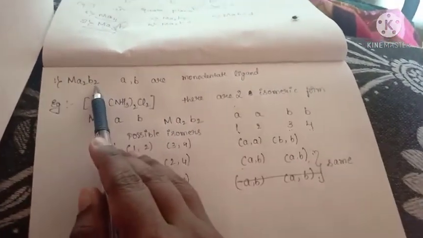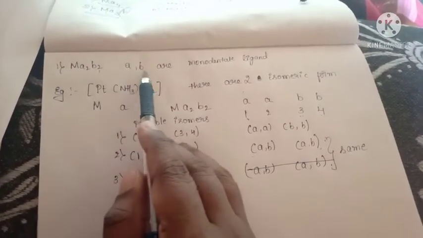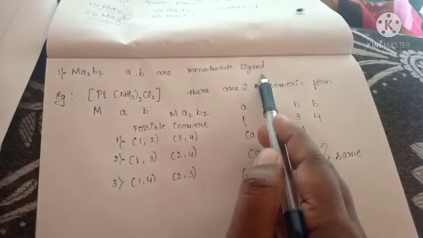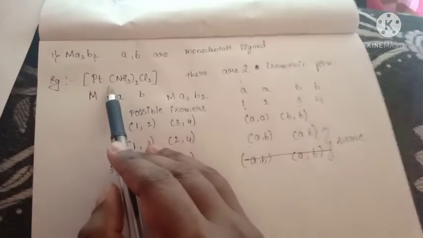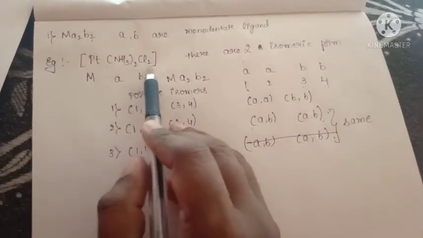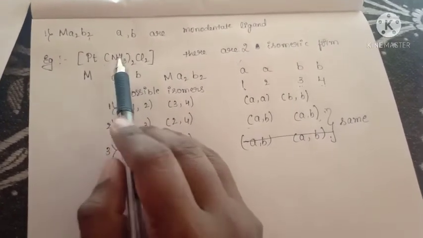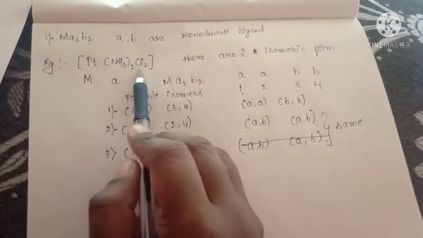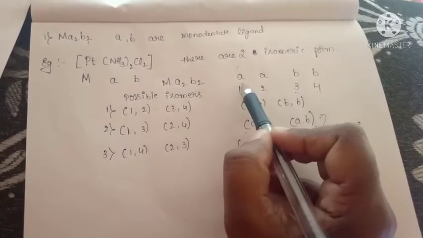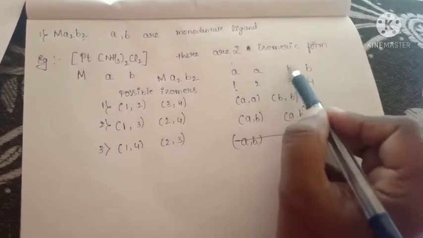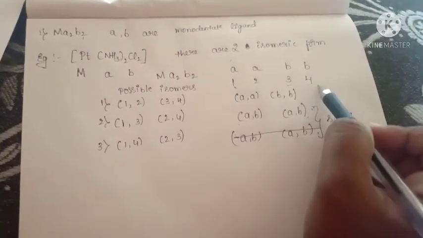I will explain again. The type is Ma2B2. Here A, B are monodentate ligands, it means single donor atoms. Example is platinum diammine dichloro. M is platinum, A is ammonia, B is chlorine. Here there are 2 isomeric forms, Ma2B2. It means AA, BB, which should be considered as 1, 2, 3, 4.